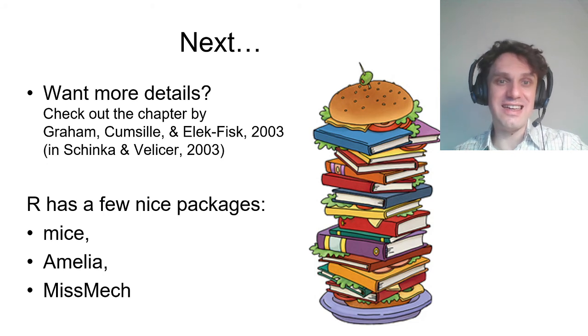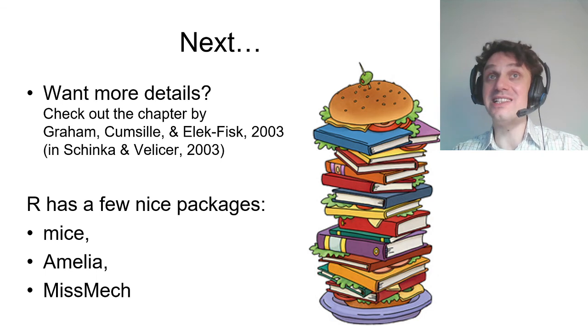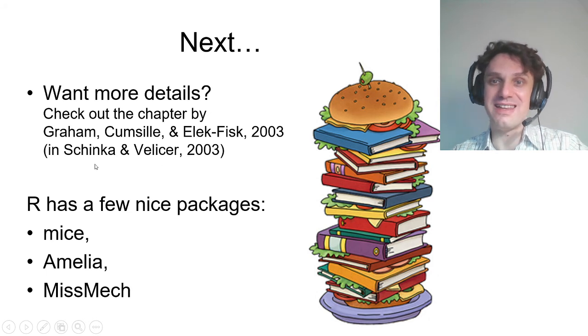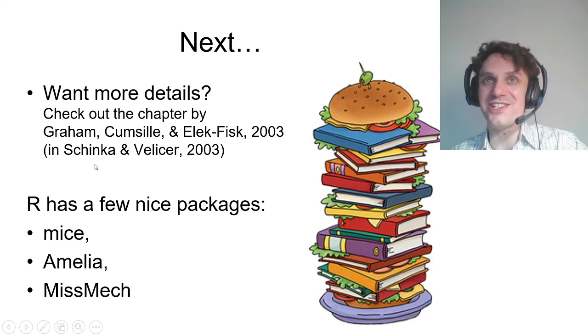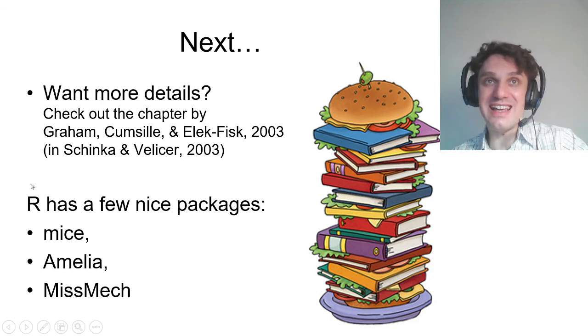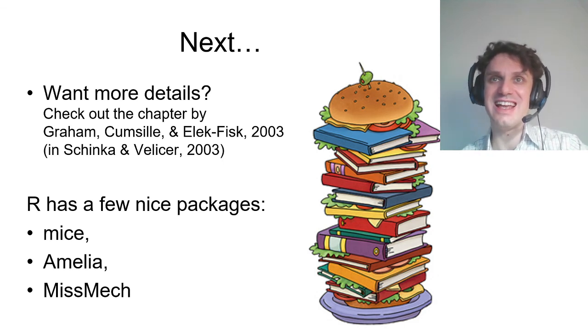So if you'd like more details on missing data, there is a nice chapter in the Handbook of Psychology Research Methods volume, which I strongly recommend, by Shinka and Velicer, 2003. It's a special chapter dedicated to missing data, where you have all this discussion of 3 types of missingness in detail and the strengths and weaknesses of different approaches.